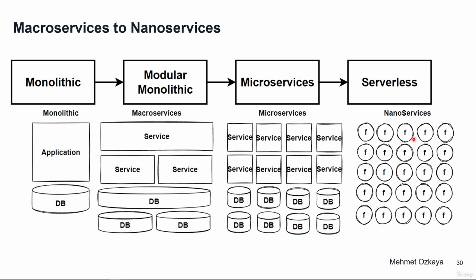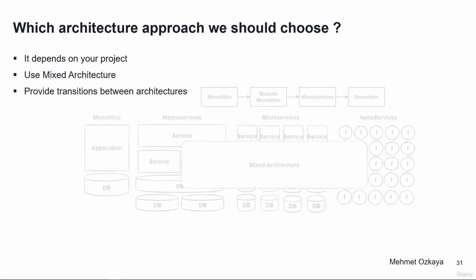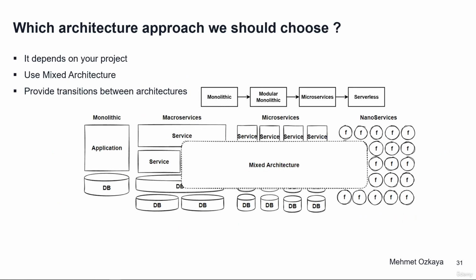And lastly, we will evolve to nanoservices. Nanoservices are designed to perform a single function, so the output is exposed through a specific API endpoint and performs a specific task. So the question is, when we start any web application, which architecture approach should we choose? Monolithic, microservices, or serverless? We will see during the course, but there is no default answer to this question. It always depends on your project.